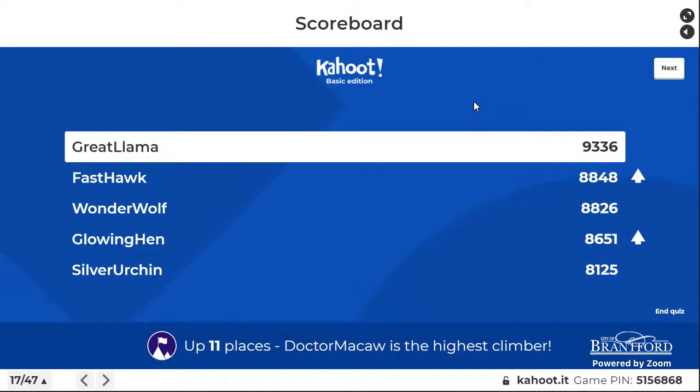Oh, it looks like Great Llama extended the lead at 9,336 points, and Fast Talk has jumped up to second place. So we definitely got a tight match. Wonder Wolf is only about 20 points behind in third place. Heading on to the next question.